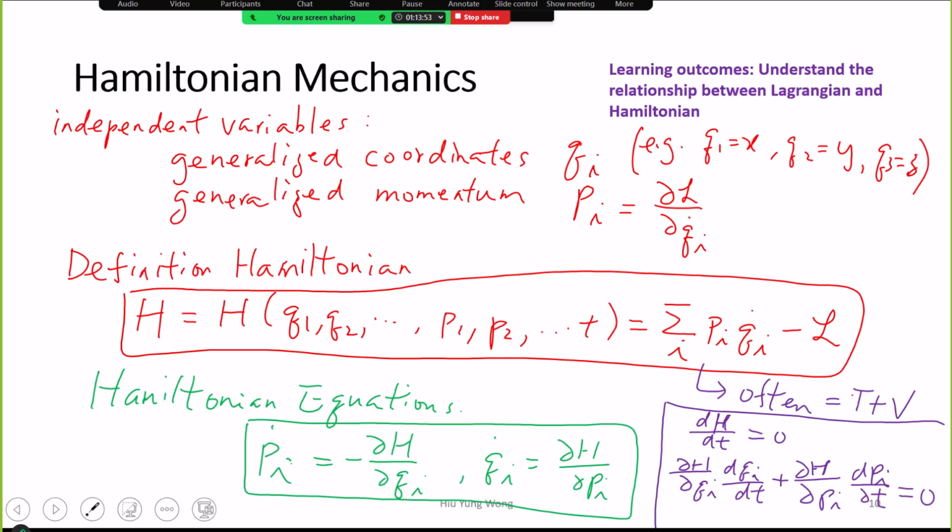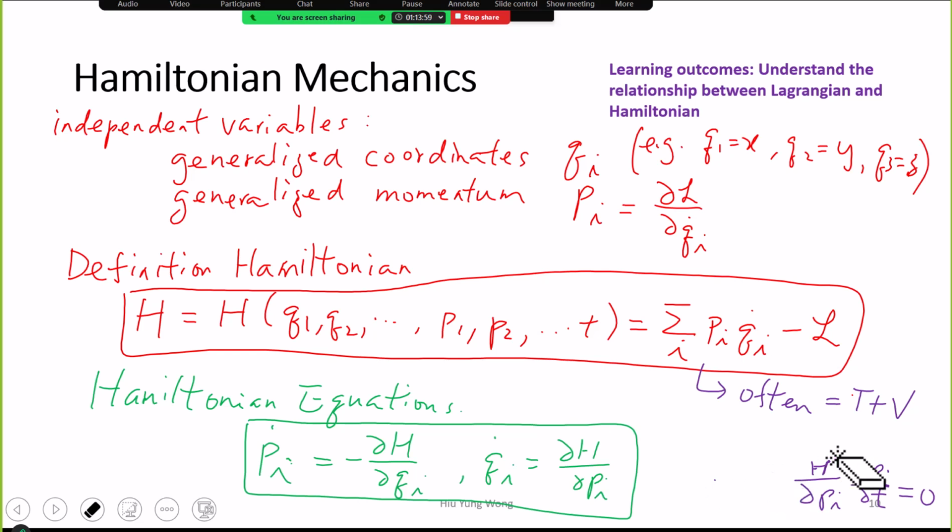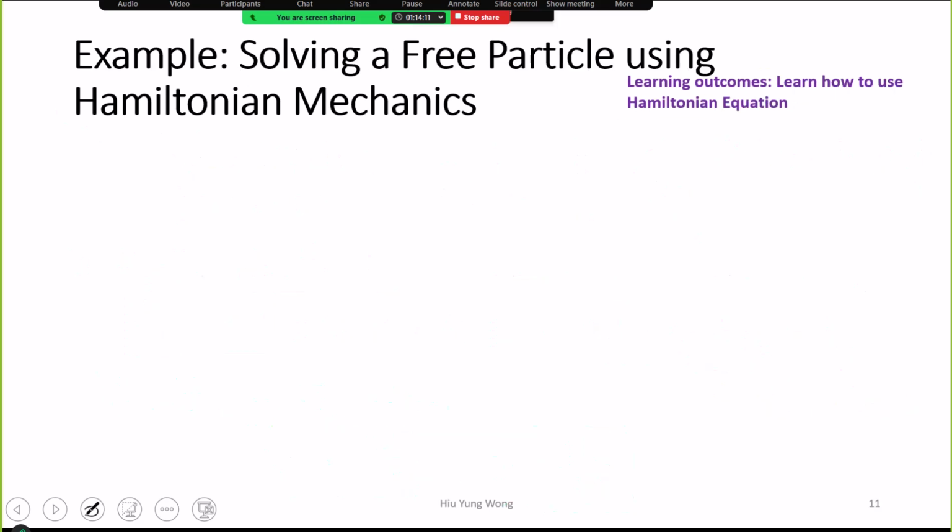Our goal is to understand Hamiltonian mechanics, where we also have the Hamiltonian equation. So we will do the same thing, right? Any questions so far? I think the best is to do some math, right? So in the last few minutes, let's finish the free particle question.